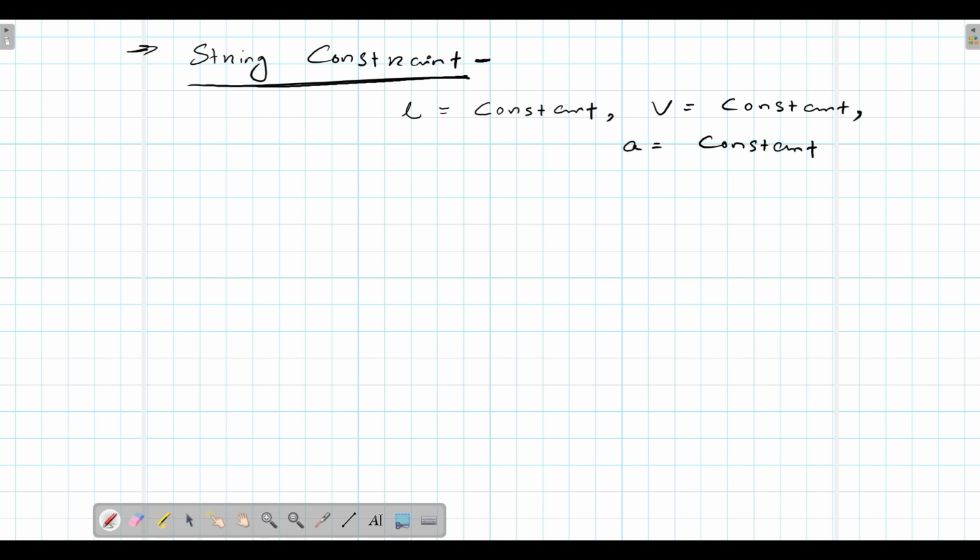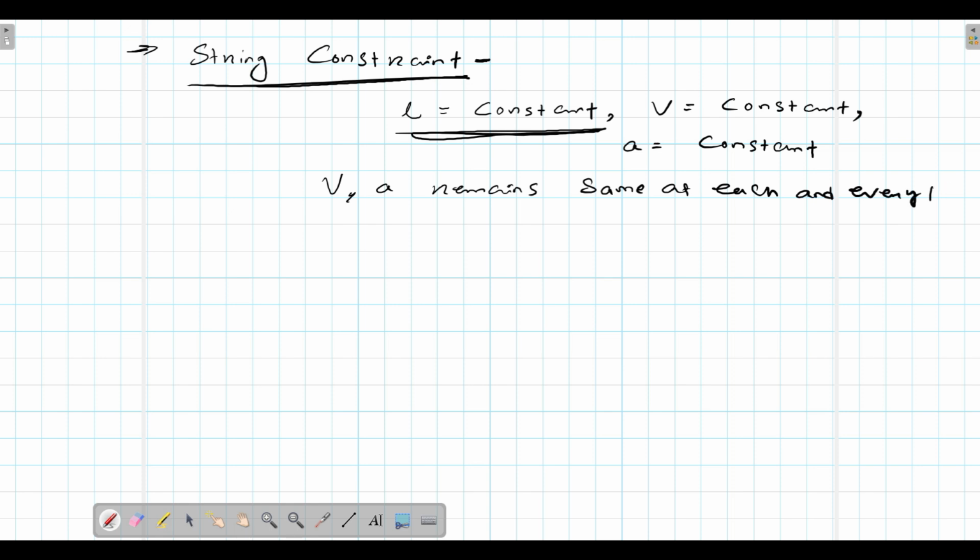So this concept says कि as length of the string is constant, then velocity and acceleration along the string is equal at each and every point. As length is constant, velocity and acceleration remain same at each and every point.